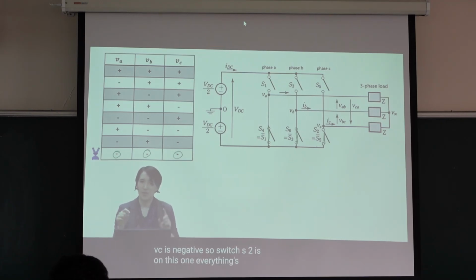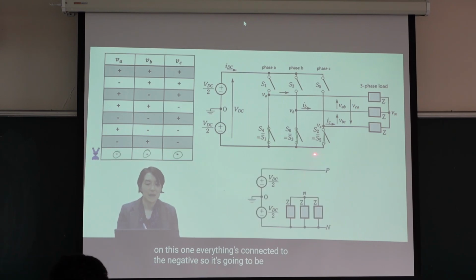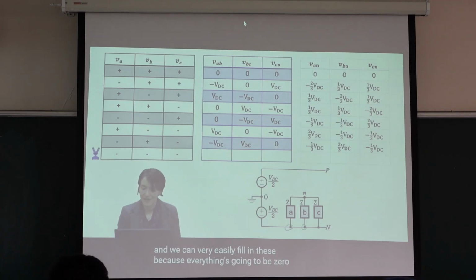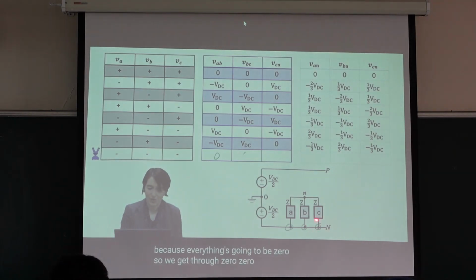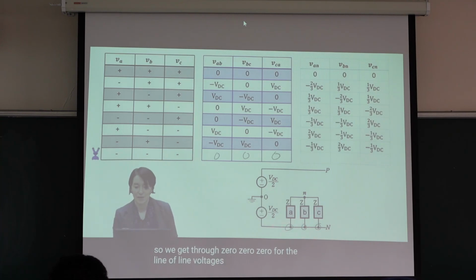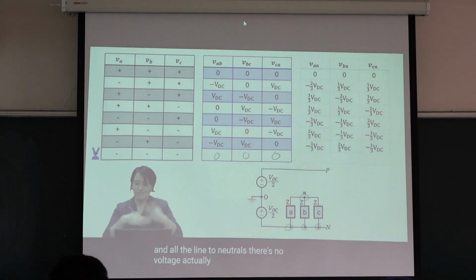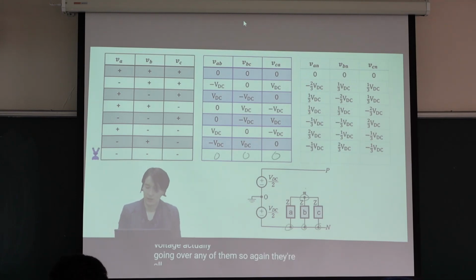This one, everything's connected to the negative, so it's going to be a lot easier. Here's our shorted diagram. We can just fill in A, B, C voltage, as they're all going to be the same. And we can very easily fill in these because everything's going to be 0. So all of them are 0, because they tie line together. The line voltages and all the line to neutrals, there's no voltage going over any of them, so again, they're all going to be 0.